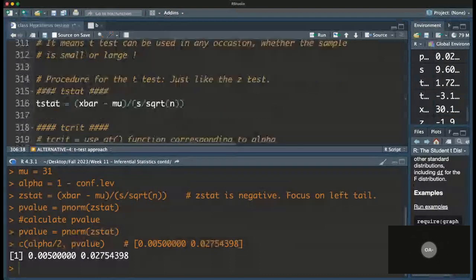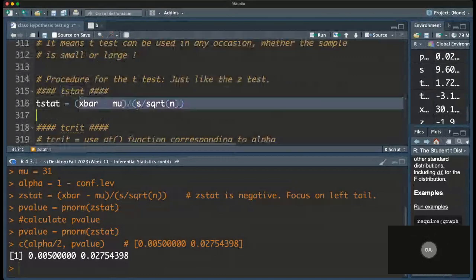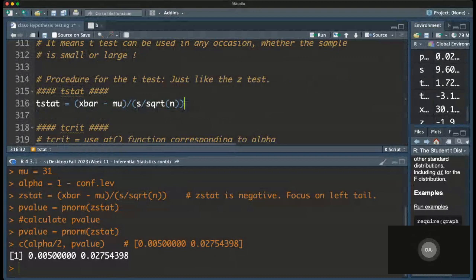This is a procedure to follow. The first thing you need to calculate is your t-stat. This is similar to what you do when you calculate the z-stat. X bar, which is the sample average, minus mu, which is the claim, divided by S, which is the sample standard deviation, divided by the square root of n. N is the number of rows you have.